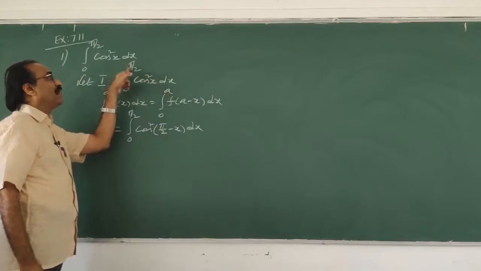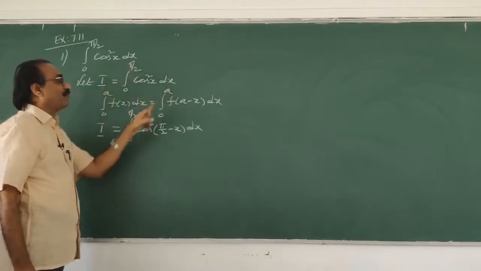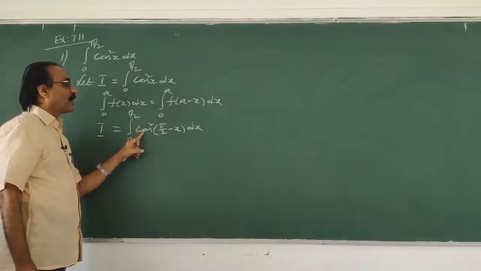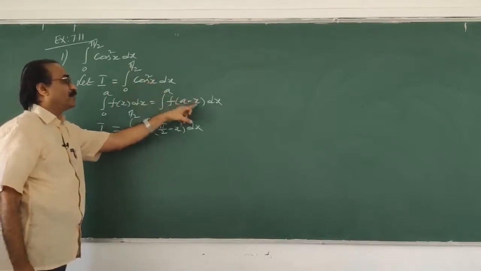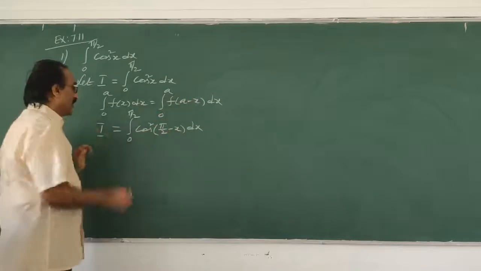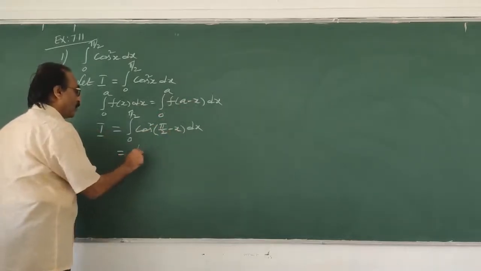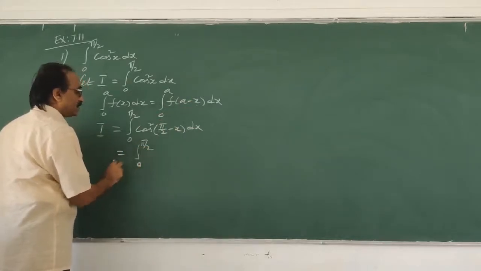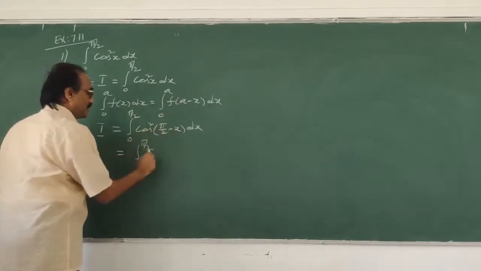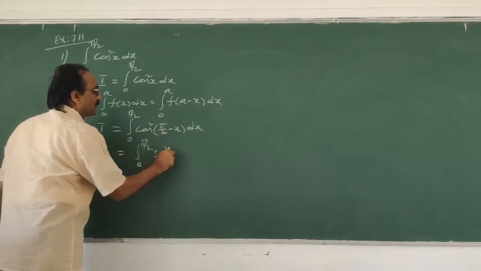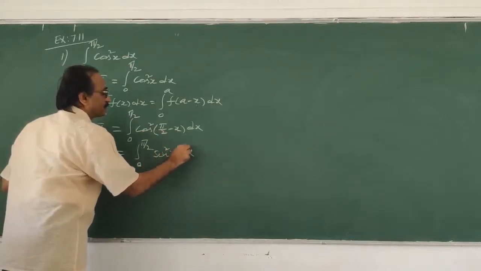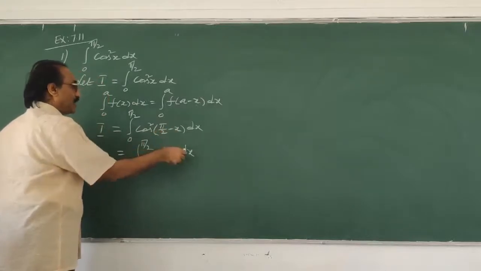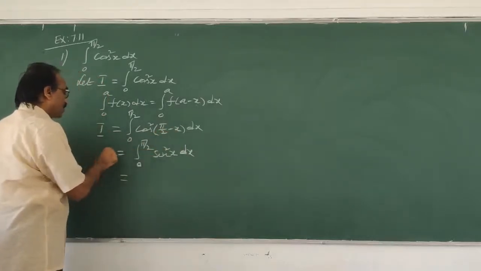In place of a, we have pi by 2, so f of (pi by 2 minus x). F of x means cos square x, so cos square of (pi by 2 minus x). Now the same is equal to integral 0 to pi by 2. What is cos of (90 minus theta)? Cos (90 minus theta) is sin theta, so it is sin square x dx. Now this is also I.